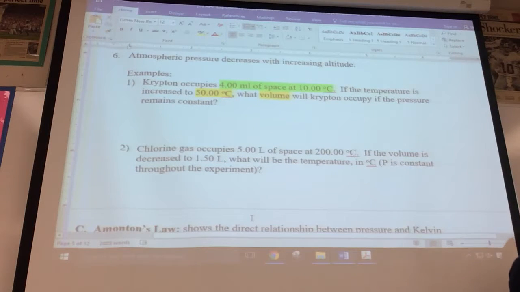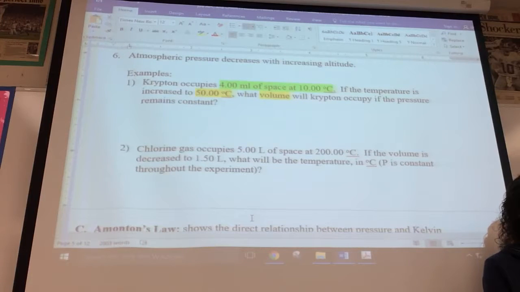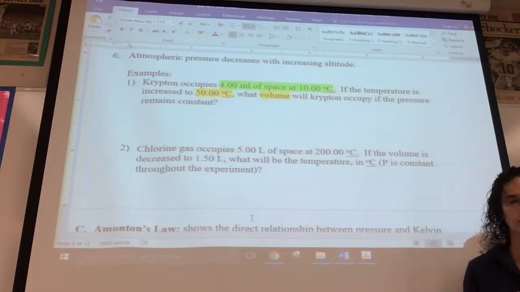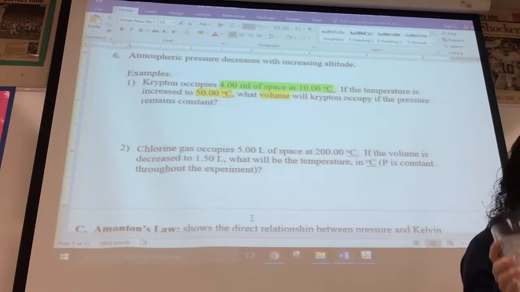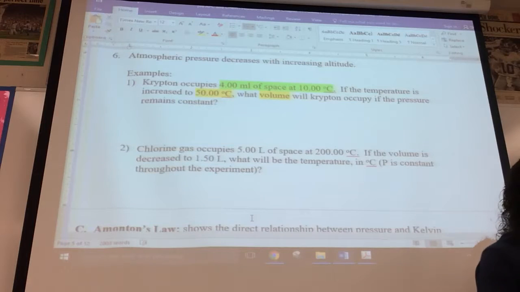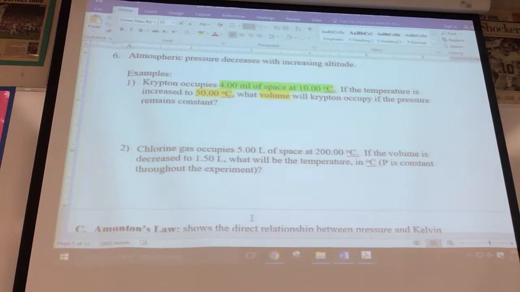What we are going to focus on is being able to understand the relationship between volume and temperature, and then being able to do the calculations, which are very, very simple if you're comfortable manipulating variables, and you'll implement a few tricks as we work through.